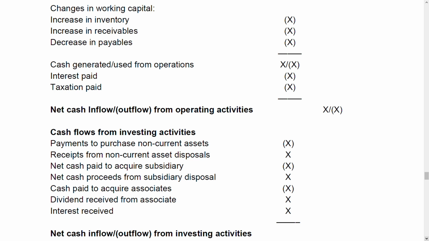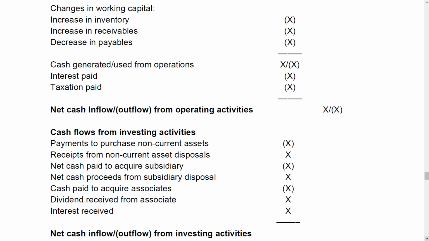Many students get confused in this area. It's a small thing, but they make silly mistakes. Once you deduct interest and tax from your cash generated, you get net cash inflow or an outflow. It could be an outflow also. If it's an inflow, it's good. Outflow is not good. I mean, it's your main activity, right?